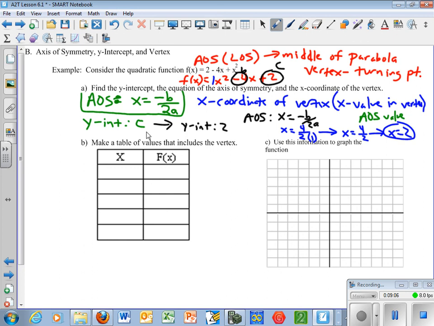Very key here is when they say an equation of the axis of symmetry, notice it says equation. You cannot just say 2. An equation is going to be an equation of a vertical line. Okay, this would be the equation, and you must have the x equals on there. Okay, so it's x equals 2. That also means the x-coordinate of the vertex is x equals 2 as well.